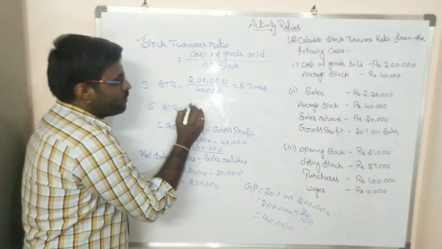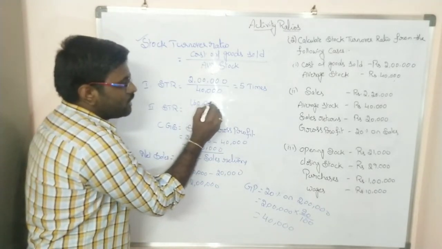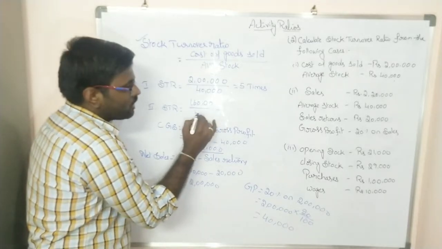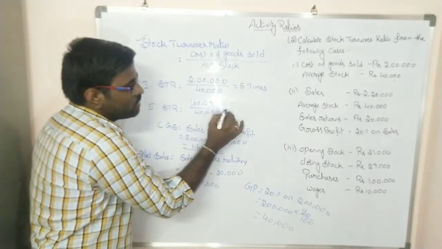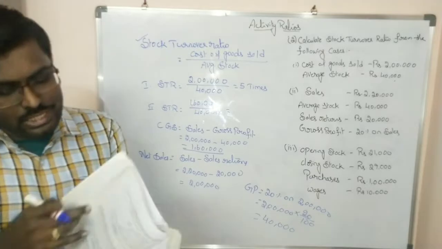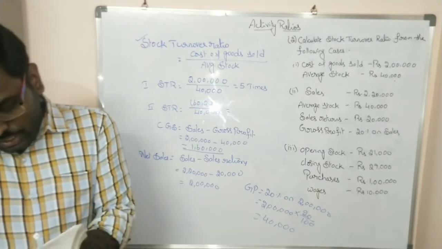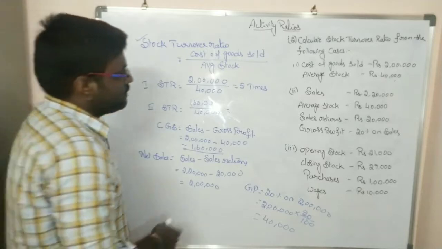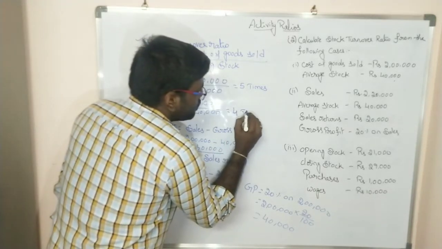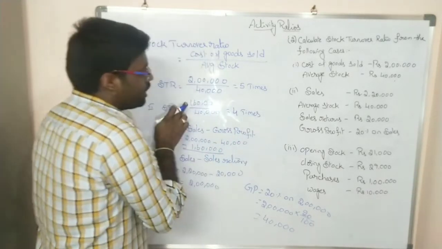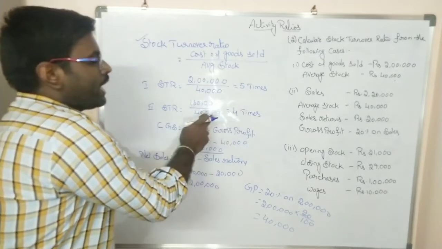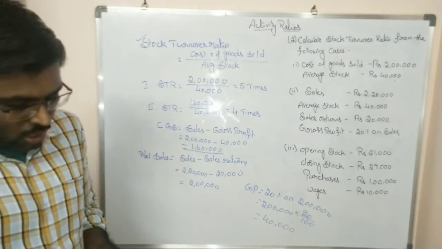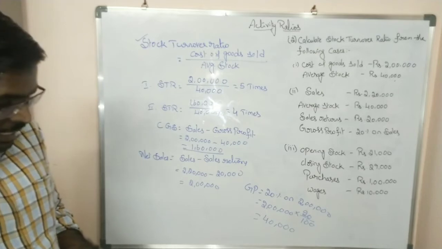So now cost of goods sold is 1,60,000 divided by average stock, which is again 40,000. So the value will be 1,60,000 divided by 40,000. So we will get the value as 4 times. So that means the total cost of goods sold is 4 times more than the average stock. That is the second case.